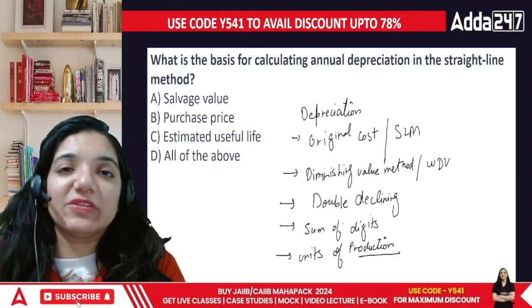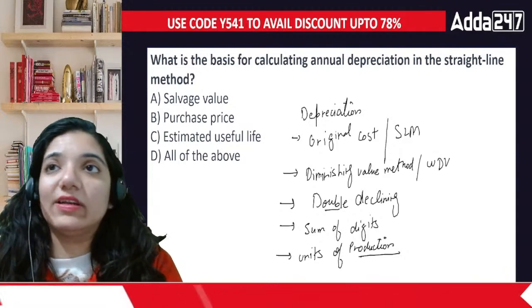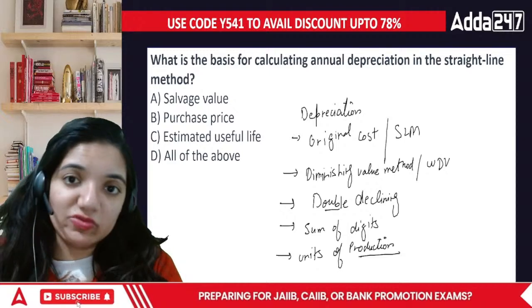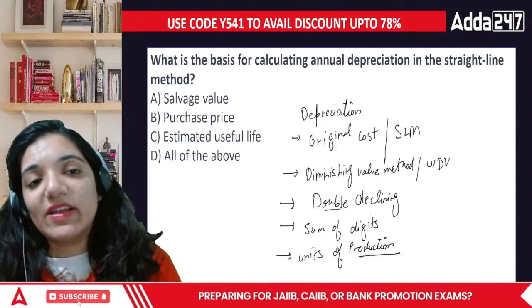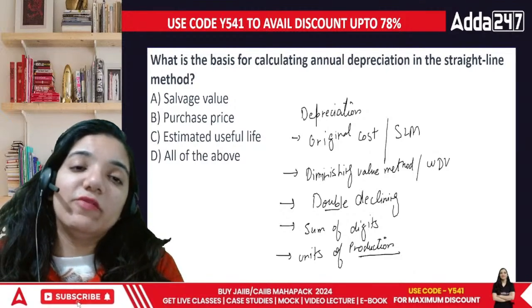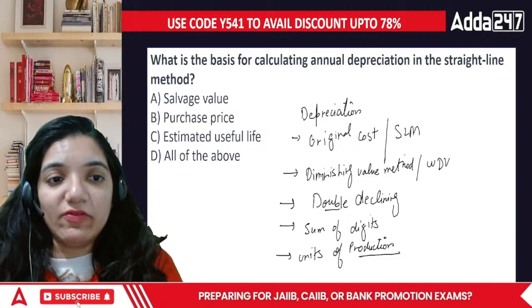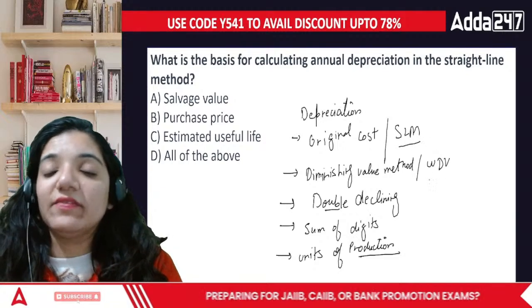Sum of digits has a specific formula for it. Double declining is basically doubling your depreciation because of its usage; if it's used more, then the double declining method would be used. Moving forward towards the questions, we are going to cover the area of SLM as well as WDV.